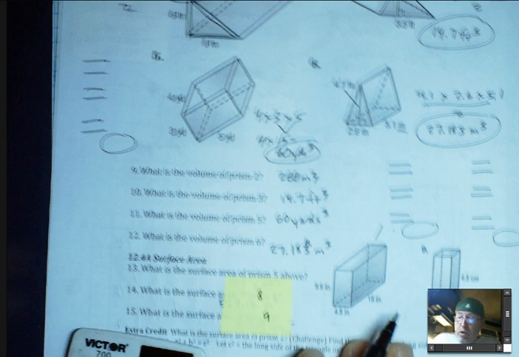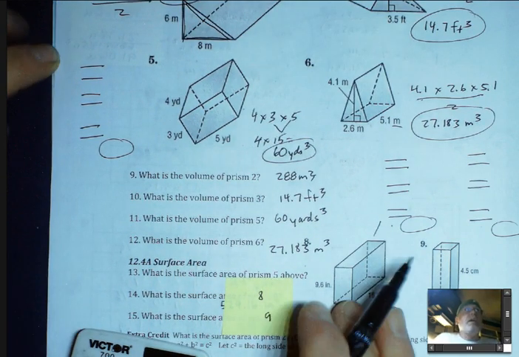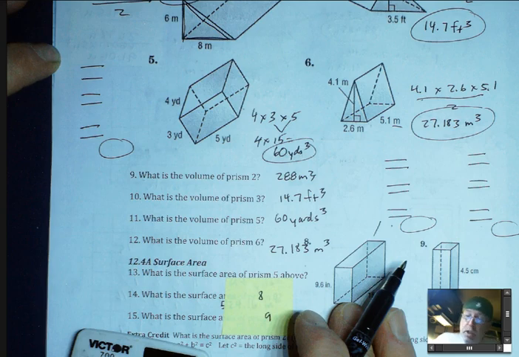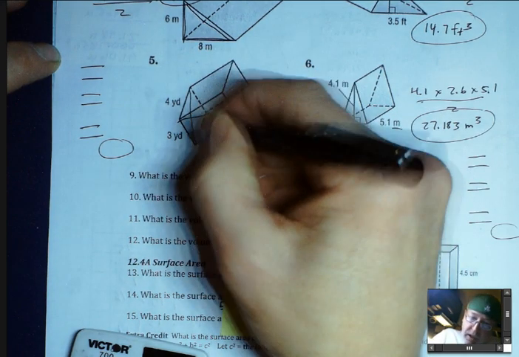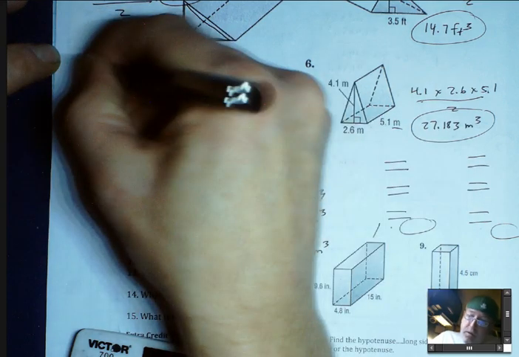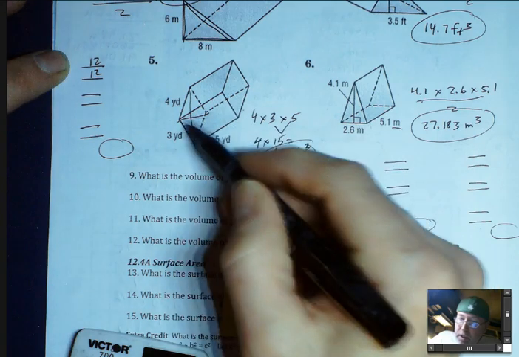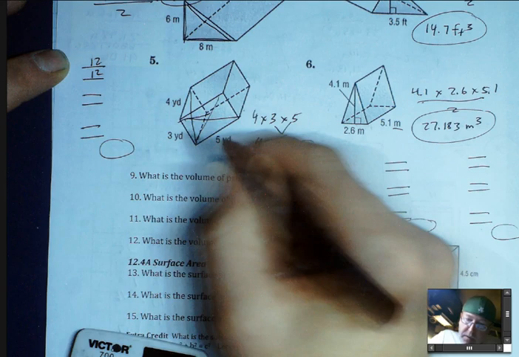Okay, we have to do some surface area. The first one asks for the surface area of number 5 above. I've already drawn my 6 lines. Those are the magic words for surface area, 6 lines. So I'm going to do this side first. This is 4 times 3, so I've got 12 and 12. Let's do this side next. Okay, this is 3 and this is 5. So across this side, I've got 15 and 15.